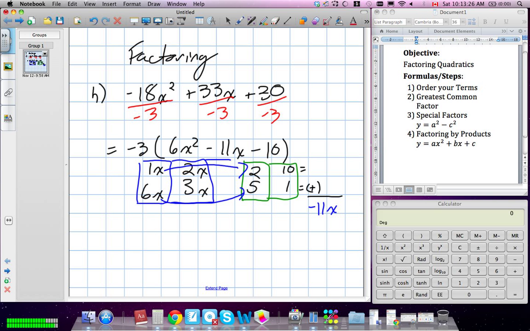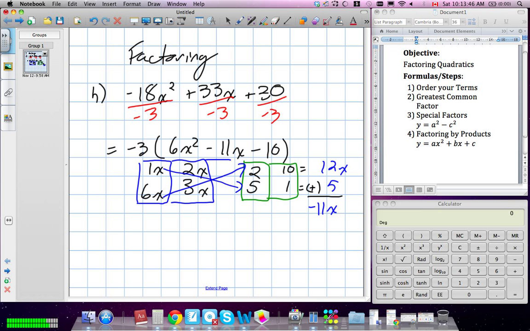That doesn't work. So we've gone straight across. Now we crisscross. 1x times 5, 6x times 2. That gives us 5x and 12x. Any combination of that gives us 11x? No. So we know that this pairing and this pairing don't work. Okay? Let's go to the next pair.